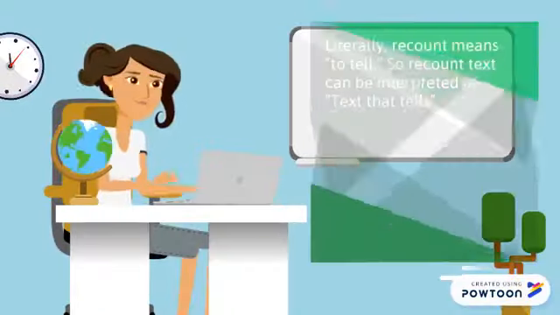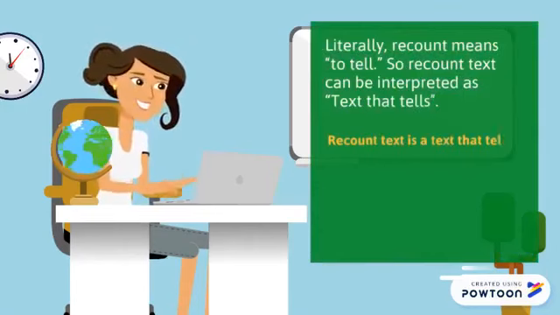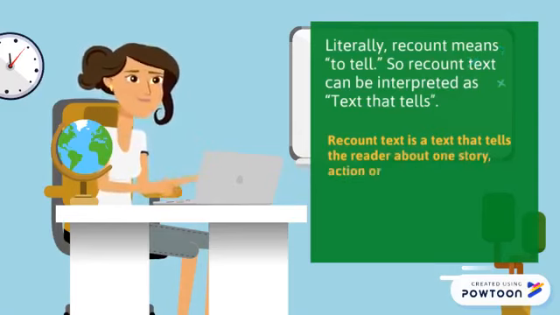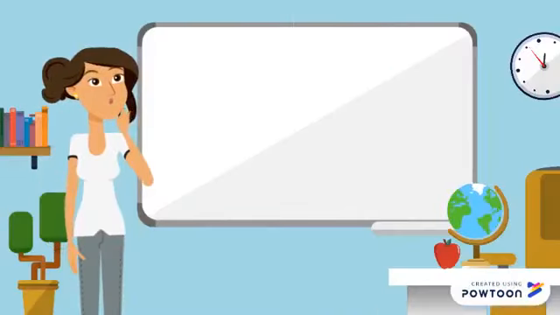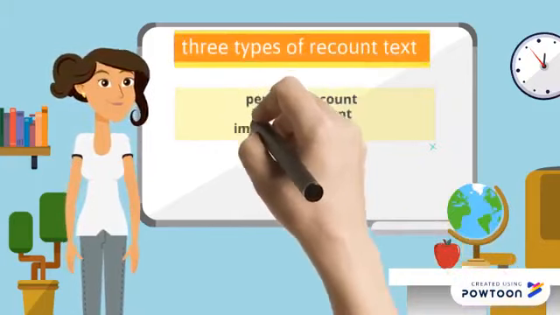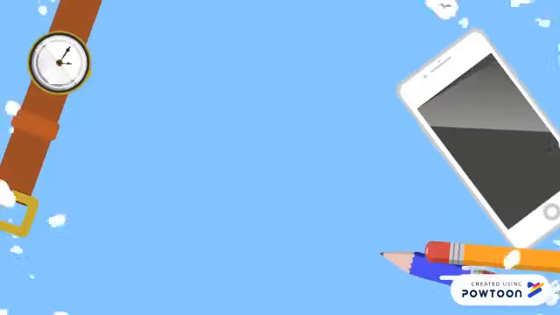So recount means to tell. So recount text is a text that tells. Recount text is a text that tells the reader about one story, action, or activity in the past. The goal is to entertain and inform the reader. There are three types of recount text. The first one is personal recount, factual recount, and the last one is imaginative recount.